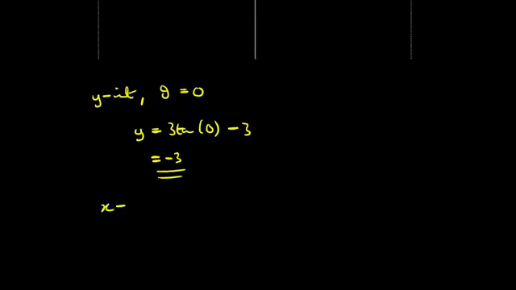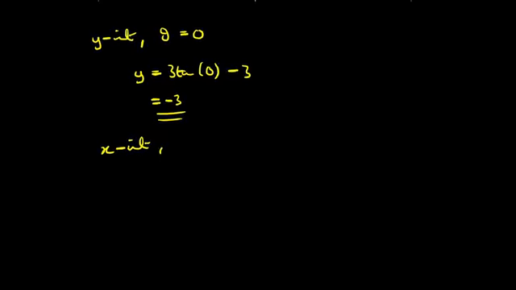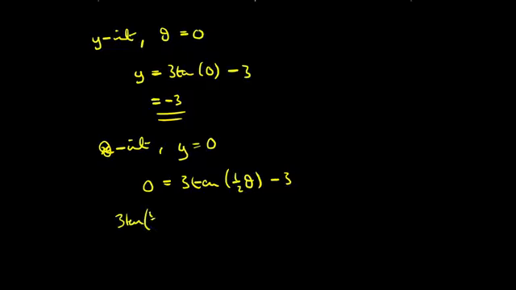We can do the same kind of thing for the x-intercept. The x-intercept is always where the y-coordinate is equal to 0, or rather, in this case, the theta-intercept. When y is equal to 0, we're going to get 0 equals 3 tan a half theta minus 3. And so therefore, 3 tan a half theta is going to be equal to 3.